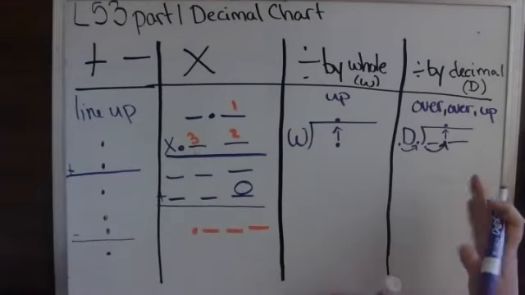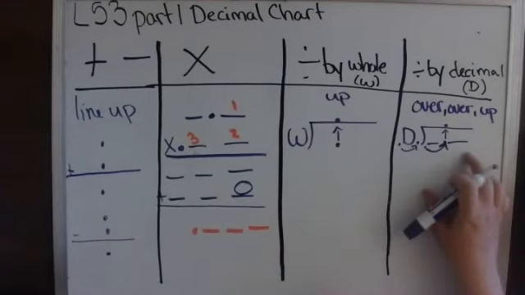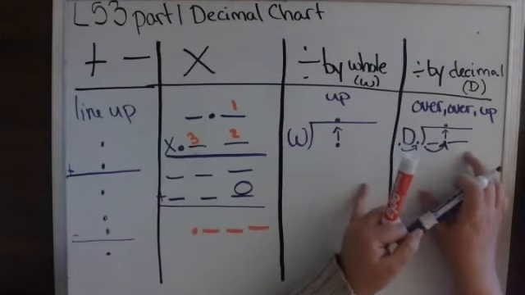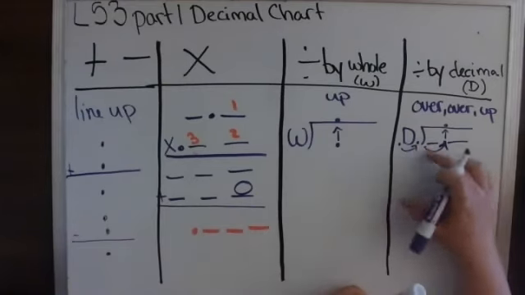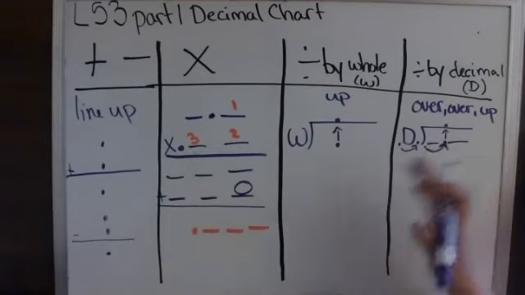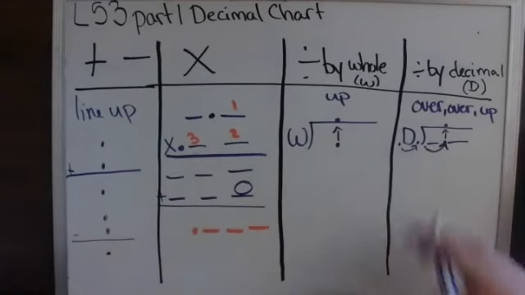Because then you've now changed this into being this. So once you do the over, and this is a whole number, and then you bring your decimal over for this one as well, you are now doing this division. It goes up, and you do your division as normal.